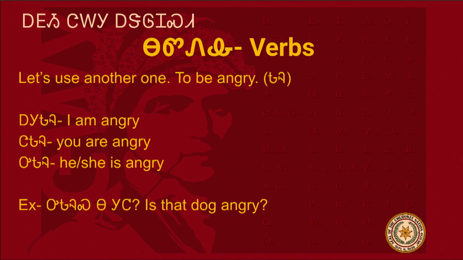Now, in no way is this the whole list of prefixes. And that's where it gets goofy. But we're going to just take it a small bit at a time and we'll get through it, okay? So you can see here, unalas nagit. Is that dog angry? Unalas nagit. Is that dog angry? Okay.